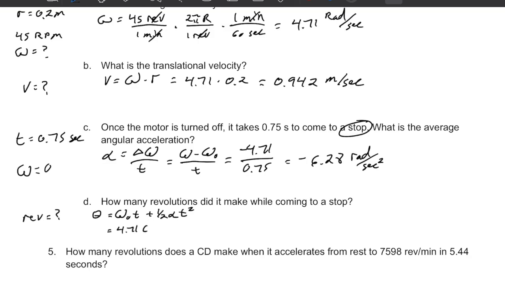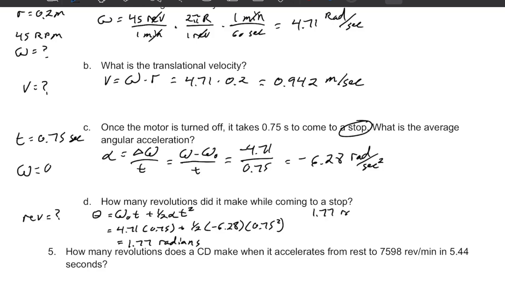Plug in the numbers we have: 4.71 times 0.75 plus 1/2 of negative 6.28 times 0.75 squared. This is going to get us the number of radians. Again, this is getting us theta, and the unit of theta is radians. We should get about 1.77 radians. Now that we have radians, we can convert to revolutions, what the question's really asking us.